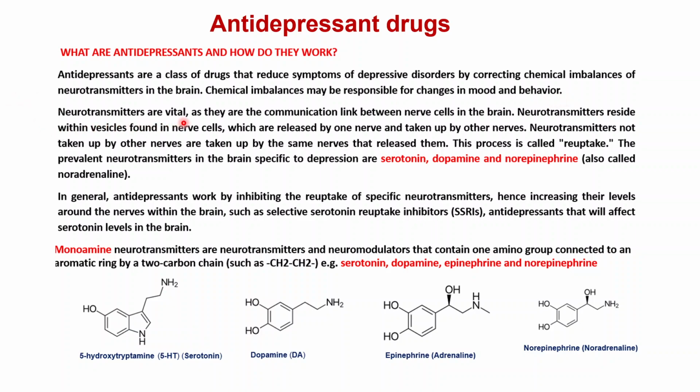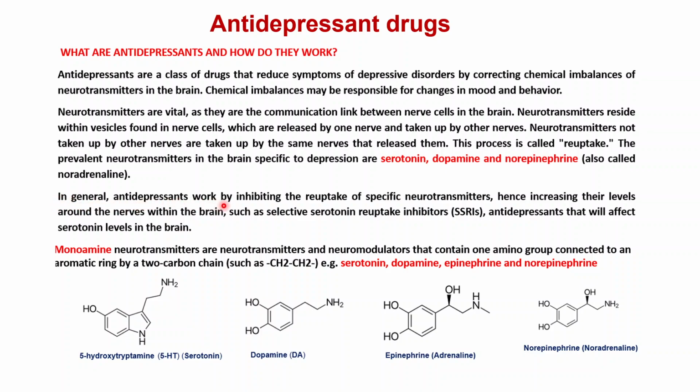Neurotransmitters are vital as they are the communication link between the nerve cells of the brain. Neurotransmitters inside the vesicles found in the nerve cell are released by one nerve and taken up by another nerve. Neurotransmitters not taken up by the other nerve can be taken back by the same nerve and released again. This is known as reuptake. The prevalent neurotransmitters of the brain specific to depression are serotonin, dopamine, and norepinephrine, also known as noradrenaline.